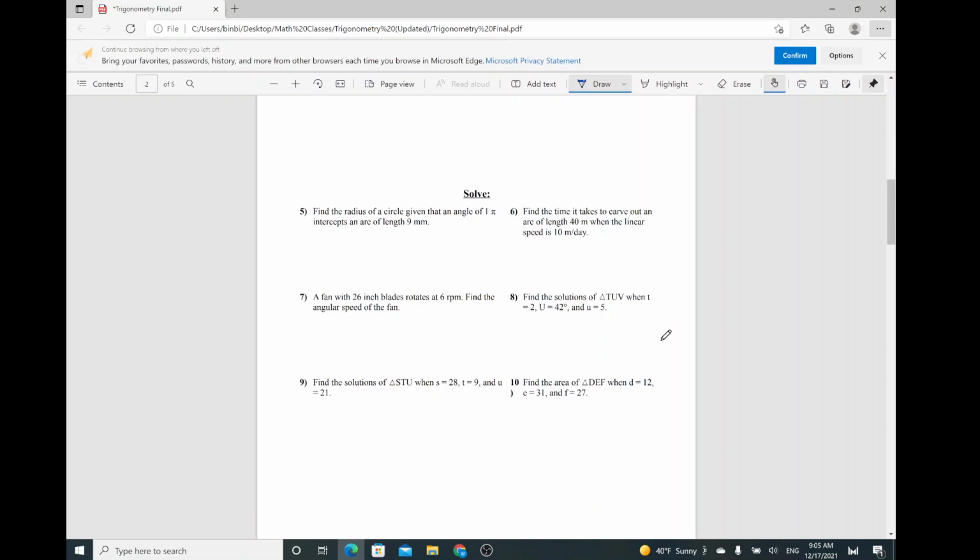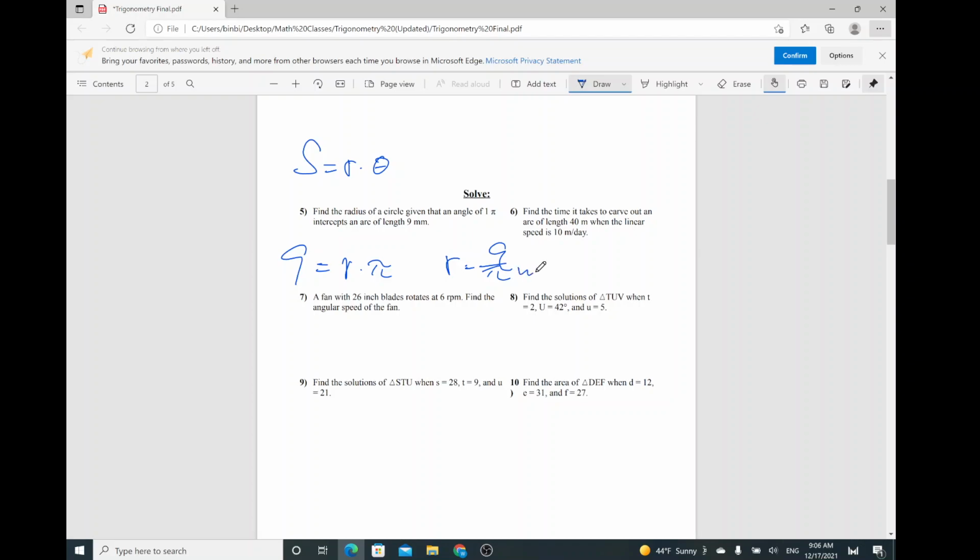Find the radius of the circle given that the angle of 1 pi intercepts an arc length of 9 millimeters. One thing we notice is that arc length is r times theta, where theta is in terms of radians. The arc length given is 9 millimeters, and the radius is what we need to find. We know the angle is 1 pi. So the radius is 9 over pi.